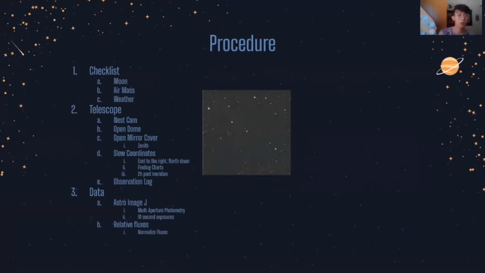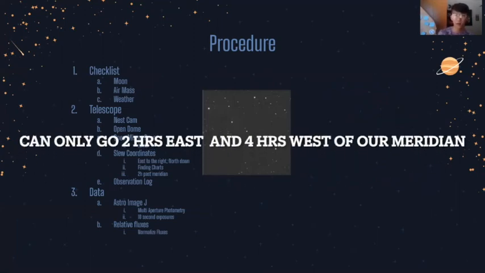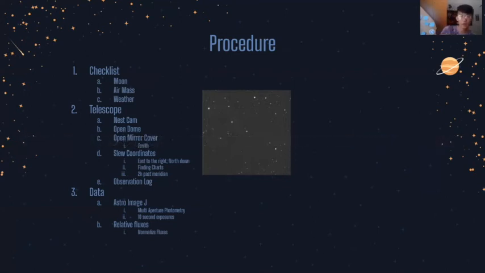And also, when we slew our coordinates, we can only go 2 hours past the meridian, because otherwise we might break the telescope. We definitely don't want to do that. Now we've slewed our coordinates, then we basically take 10-second exposures of the star. So that means we get a picture every 10 seconds, then we have a bunch of pictures.